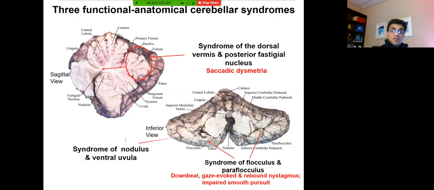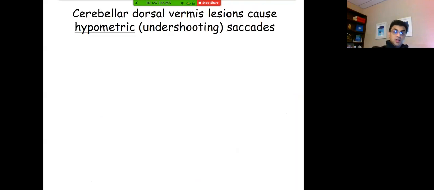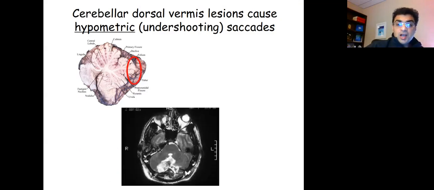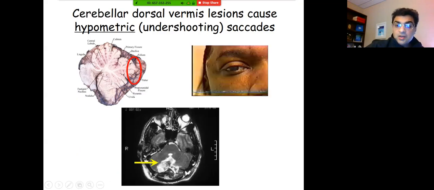And then you have a syndrome of nodulus and ventral uvula, which is your vestibular cerebellum. In that case, you see positional downbeat nystagmus or periodic alternating nystagmus. So if you have a deficit in cerebellar vermis, you get undershooting saccades. In this patient, the deficit is here, which is oculomotor vermis. And you can see here.